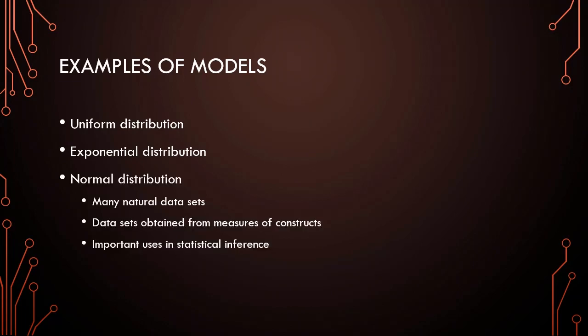The normal distribution is the most commonly used distribution in statistics. That is because if we measure naturally occurring data, we'll find that many of these data sets follow a normal distribution. Additionally, measures of our inventions, which we call constructs, are often purposefully developed to yield a normal distribution.